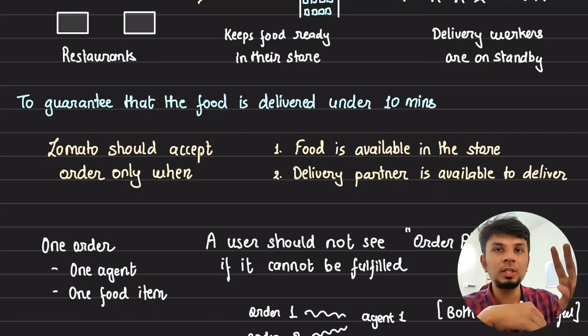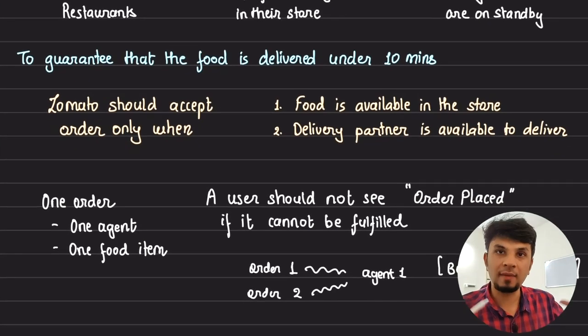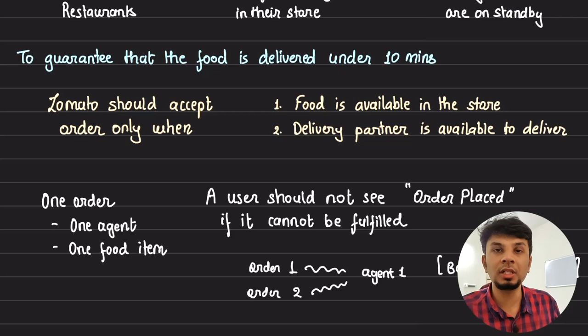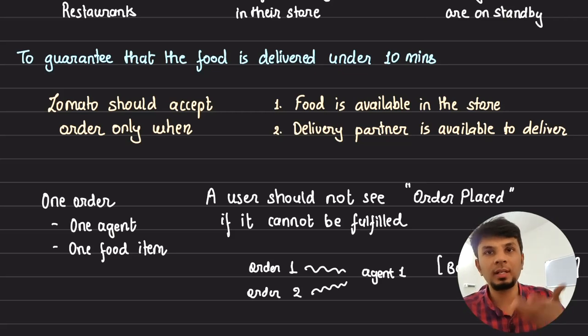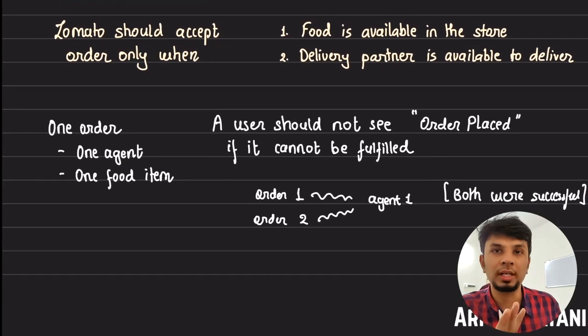If either of the two is not there, you cannot tell the user that you will be delivering the order in 10 minutes. Because what if food is not there? It will have to go to the restaurant and get the food. What if delivery agent is not there? Food will be heated up, but delivery agent is not there to deliver. So you cannot guarantee a 10-minute delivery if both of these are not there. So this is a classical case of distributed transactions, which is what we would be mimicking locally.